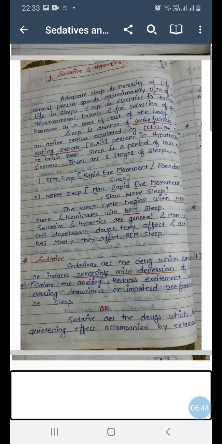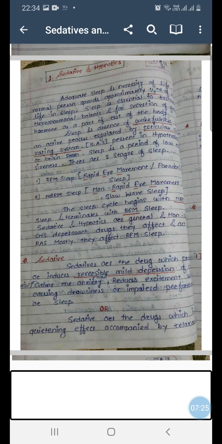Now, the whole sleep which you take throughout the night is divided into two parts broadly: rapid eye movement sleep or paradoxical sleep, and non rapid eye movement sleep or slow wave sleep. Whenever you fall asleep, your sleep cycle begins with NREM sleep, and whenever you awake in the morning, your sleep cycle terminates with REM sleep or rapid eye movement sleep.